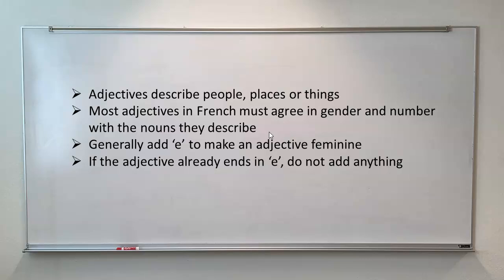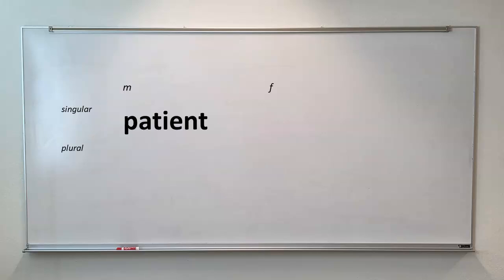It's very simple. To make an adjective feminine, you add an E to the masculine form. And if it already ends in E, you don't add anything. So we're going to look in this lesson at this rule, at making them feminine and also making them plural. To make them plural, you generally just add an S as well. Okay, so let's start with a real live adjective here.